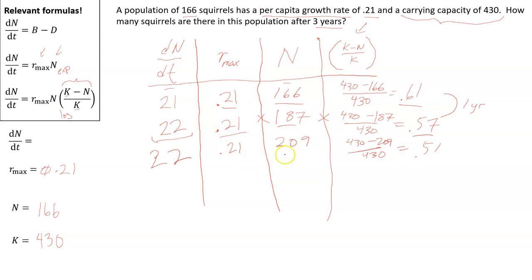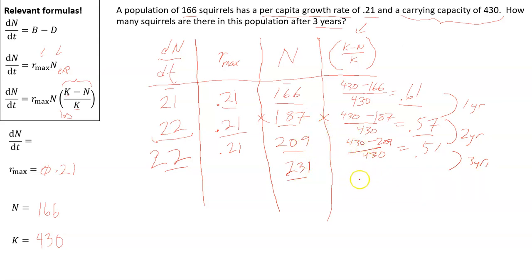Okay, so now you can take your N, add your dN/dt. Again, this is after 2 years. We should get our correct number here. 209 plus 22 is going to give us 231. That's N. 231. That's it. Okay, so after 3 years, we should have 231 individuals approximately in our population, assuming all of this is correct.